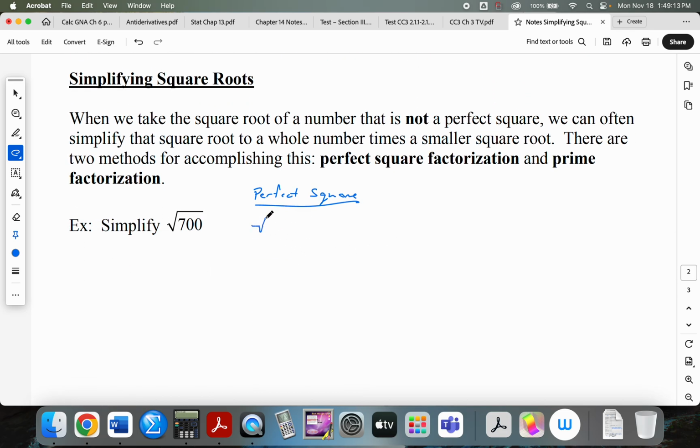So I could say, okay, this is the square root of 100 times the square root of 7. And the square root of 100 is 10. So that's 10 square roots of 7. Now, in order to do it that way, you have to know the perfect squares well enough to go, oh yeah, 100 goes into that 7 times. If you don't, there's another way to do it, and that's called prime factorization.